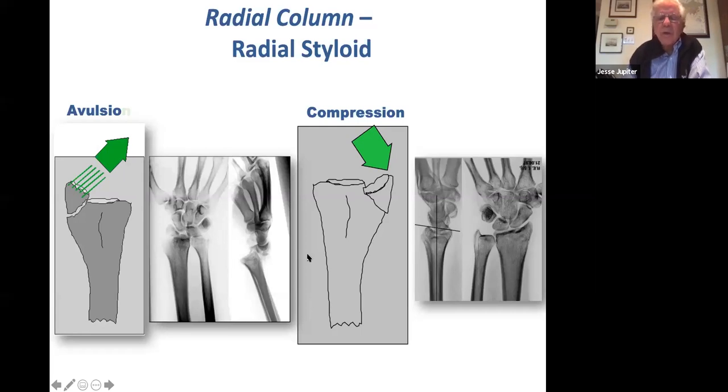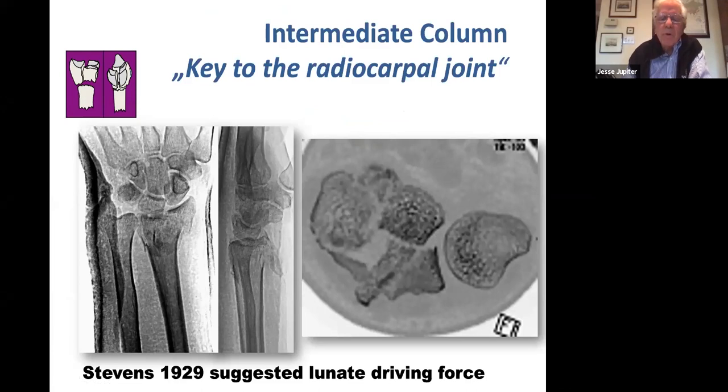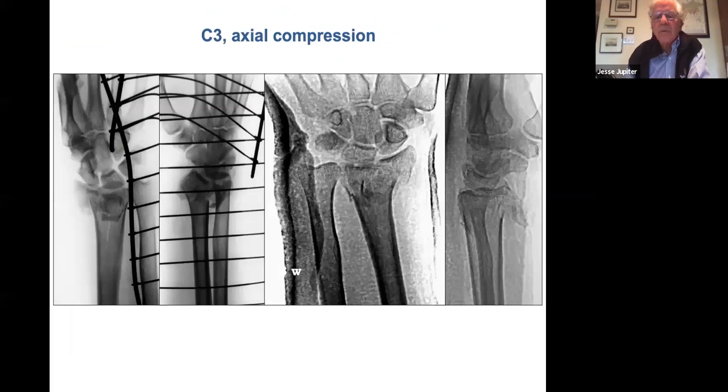Rarely will we see a compressive injury, but we will see a compressive injury in the intermediate column. And what the intermediate column does, besides bearing load, is it's the articulation into the ulnar head. So failure to get these reasonably close together can affect rotation as well.